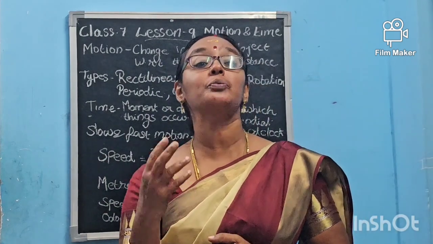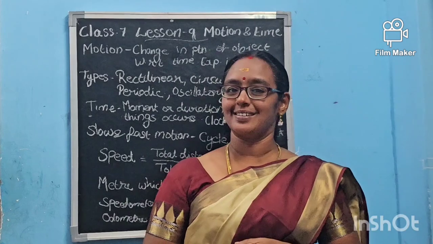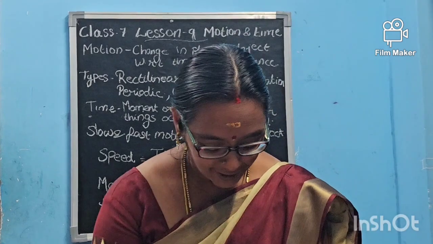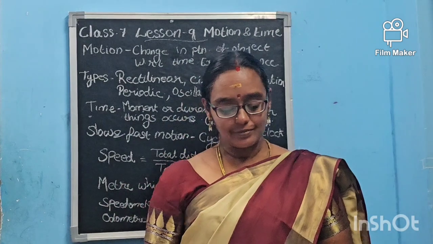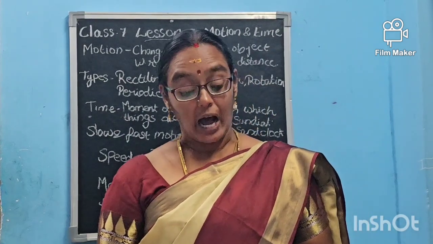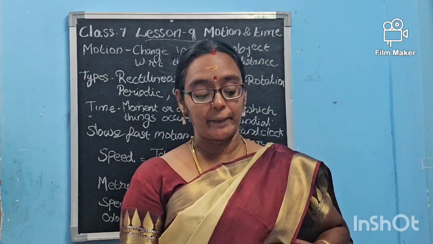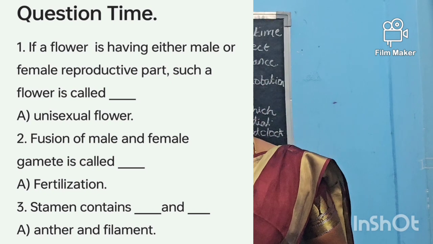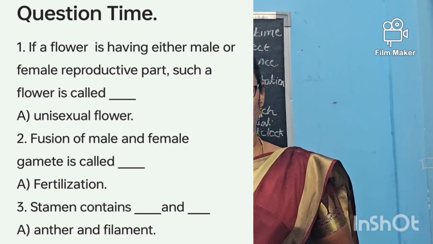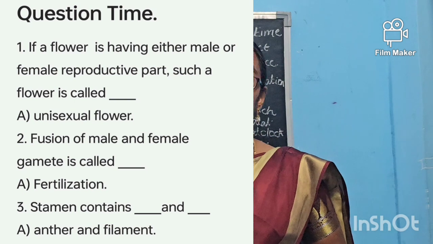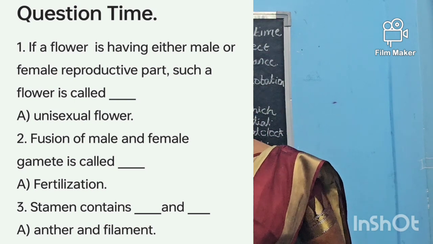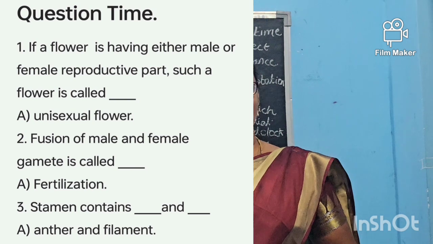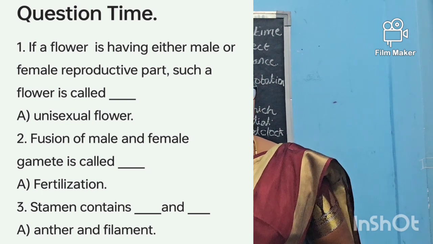There I have asked you 3 questions also. It's time to answer these questions. Let's see. The first question was, a flower having either male or female reproductive part, such a flower is called a dash flower. The answer is what? Unisexual flower, isn't it?